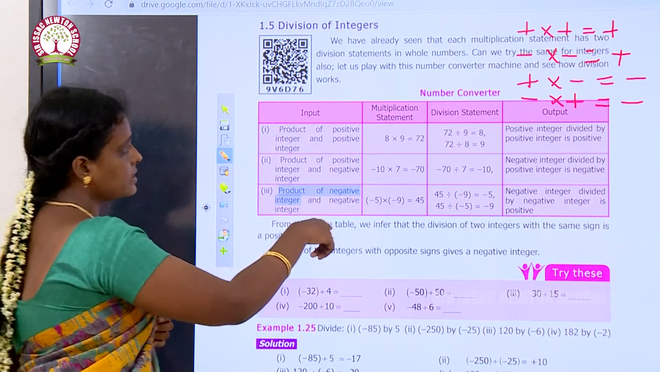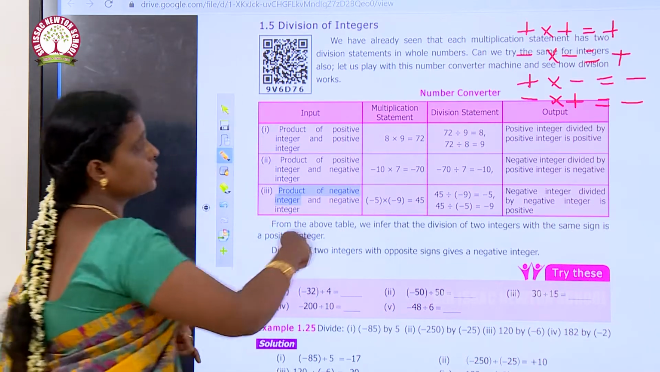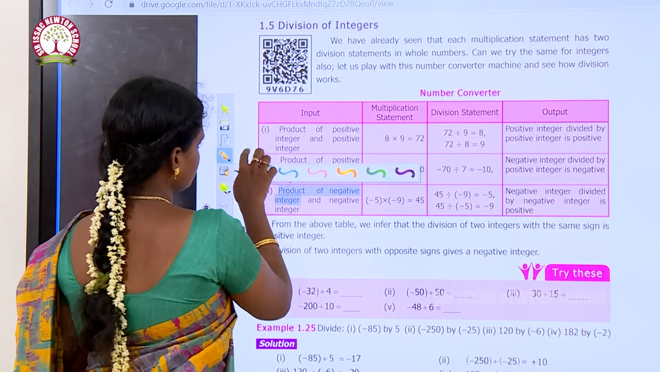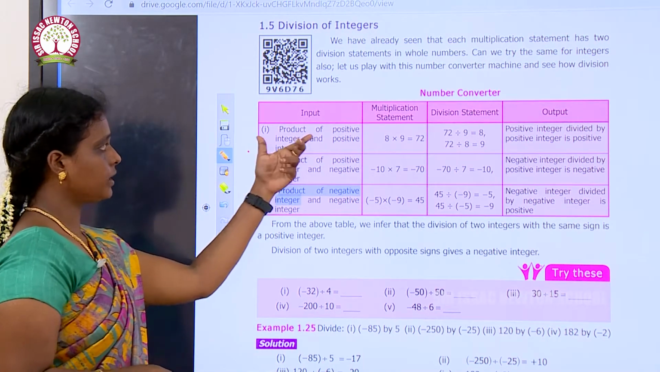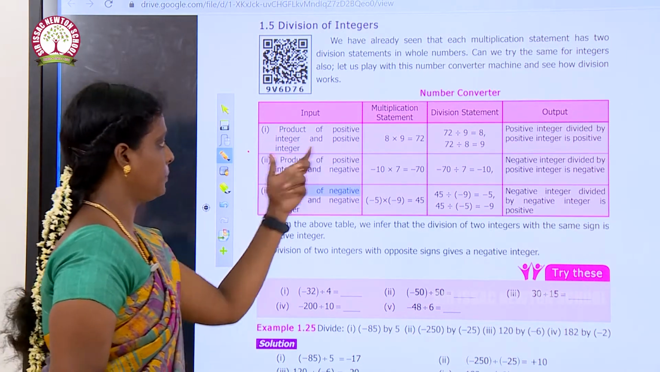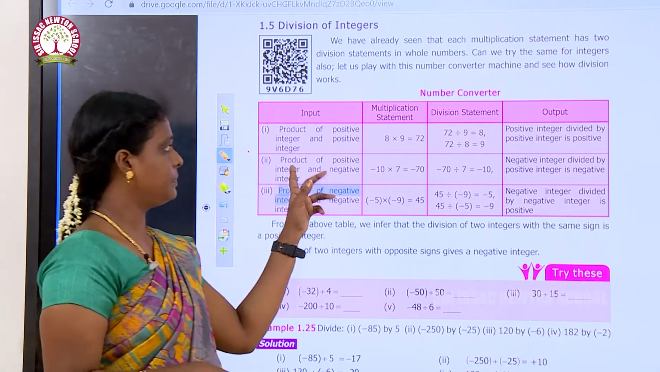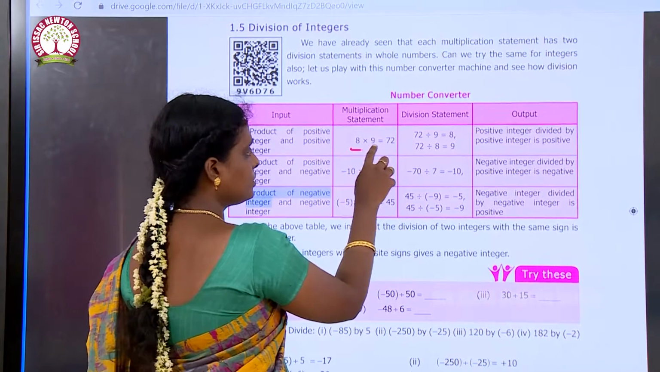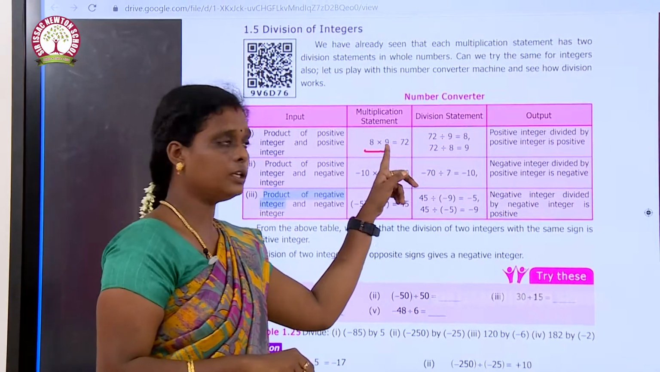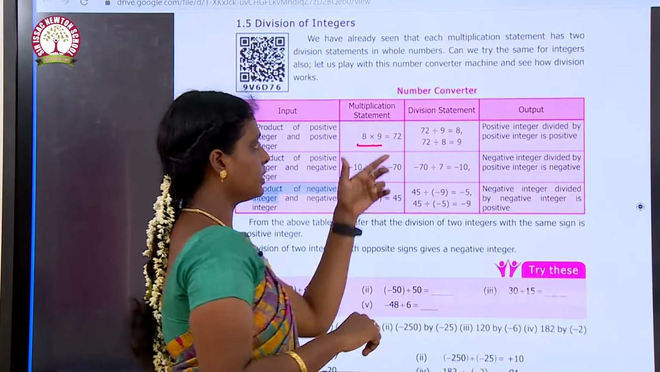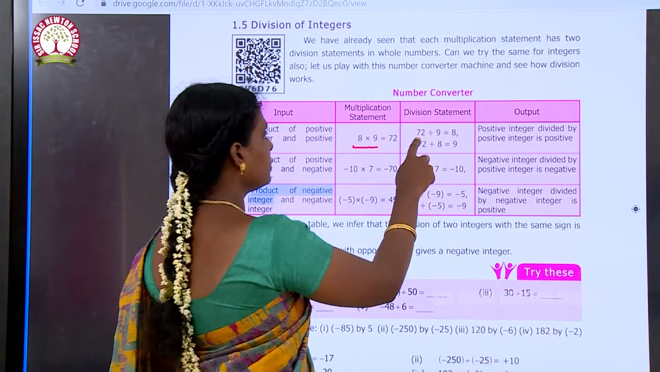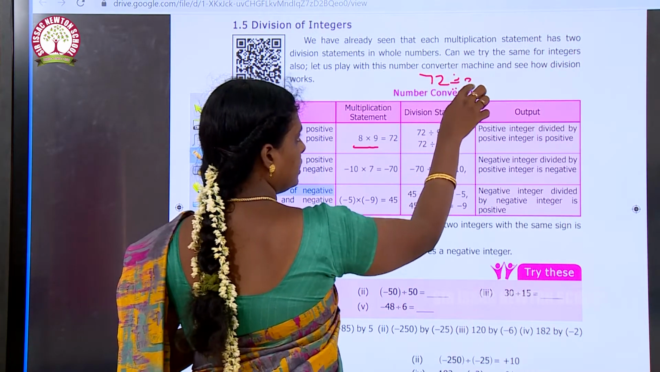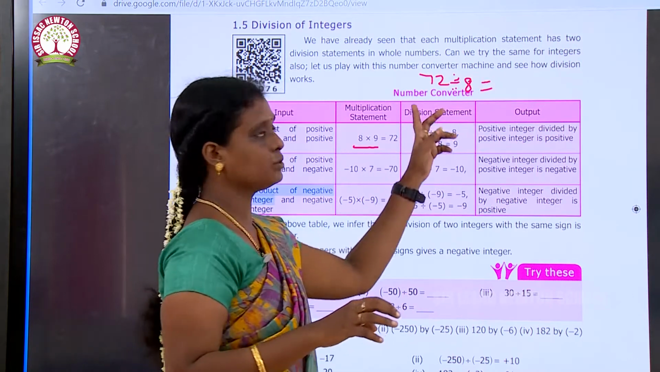Like that we have some basic rules for the division of integers, okay? We will explain it. See, the product of a positive integer and a positive integer. So we are going to multiply the positive integer with the positive integer, okay? So it's 8 into 9. So 8 nines are 72, and then the division statement. We are going to divide this 72 by 8.